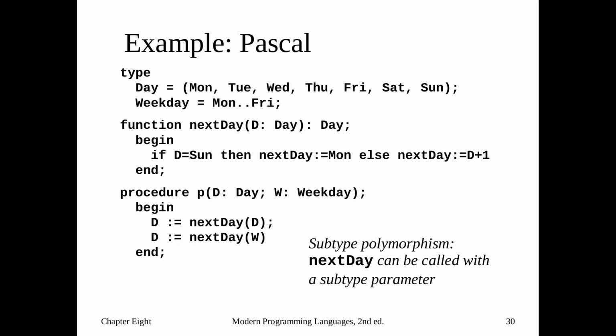So we also have a procedure which then says, given a day and a weekday, what we're going to say is D is the next day, and then D is the next day of W, right? So what this is basically saying is it's going to handle either a day or a weekday, but next day is the actual polymorphic method, right? It handles our polymorphic function in that it can handle any type of day, regardless of whether it's a day or a weekday.